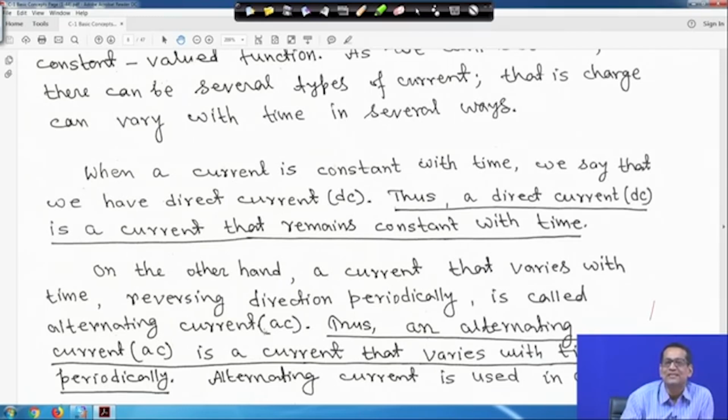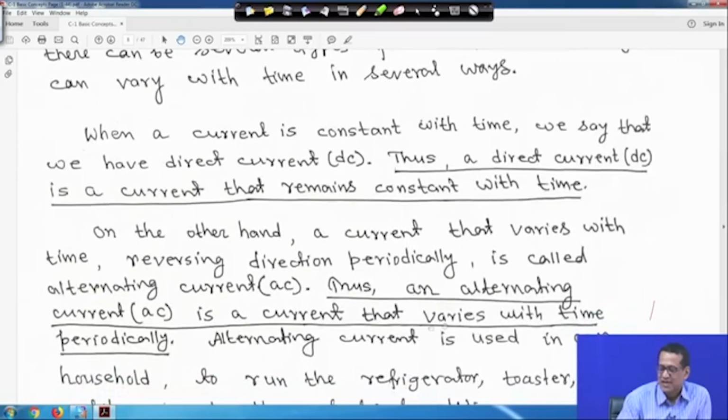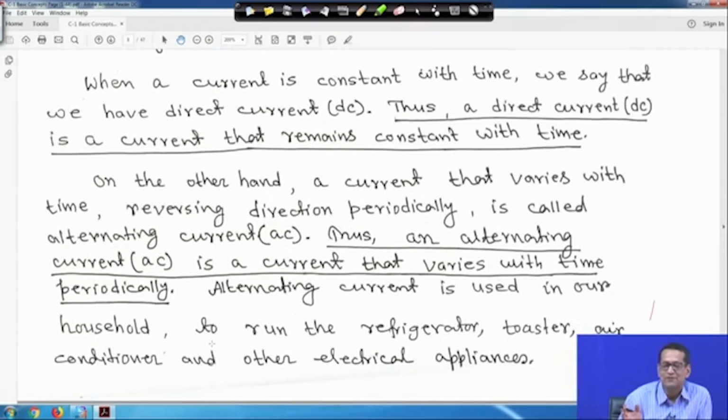This alternating current we will see for AC circuits, not now, but I will show you a little bit of diagram for the sake of understanding. So, an alternating current is a current that varies with time periodically, that means it will be plus minus. Alternating current is used in our households, to run the refrigerator, toaster, air conditioner and other electrical appliances. These are all AC power, AC voltage, AC current. But for DC, the current is constant.